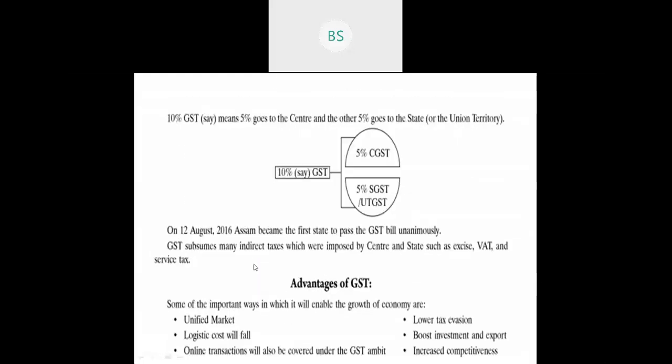So what are the advantages of GST? Some of the important ways in which it will enable the growth of the economy. The advantages are a unified market, logistics cost will fall, online transactions will also be covered under GST, lower tax evasion, boost to investment and export, and increased competitiveness. So these are the areas where we can see the advantages of GST.